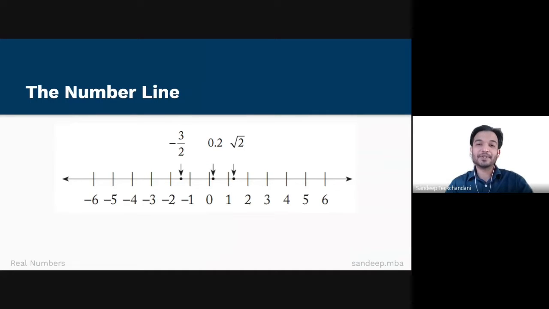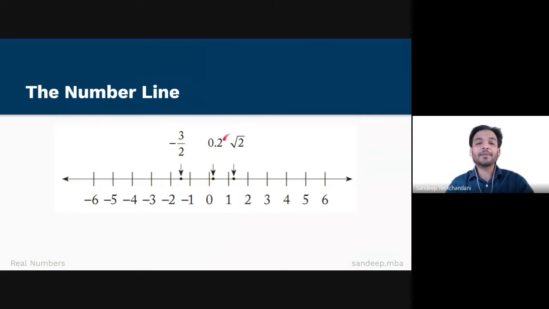What are real numbers? In order to understand real numbers, you must first understand the number line. Real numbers are points on the number line, or all the points on the number line are called real numbers. For example, minus 3 upon 2 is a point on the number line. Therefore, it's a real number. Similarly, 0.2 is a point on the number line. Therefore, it's a real number.